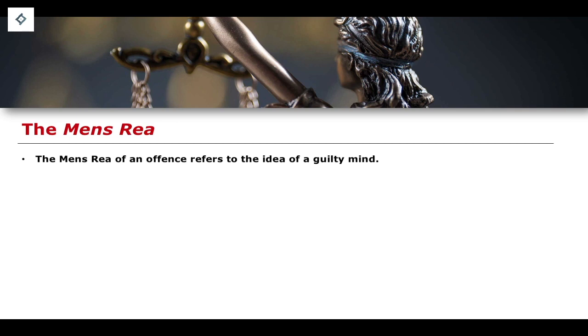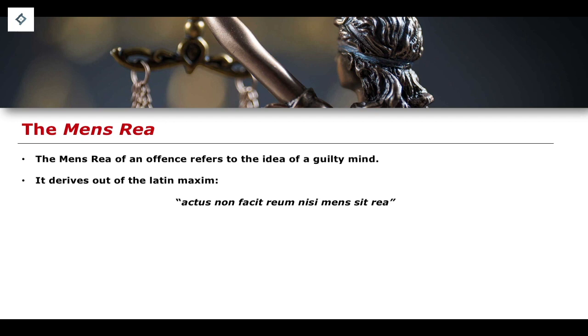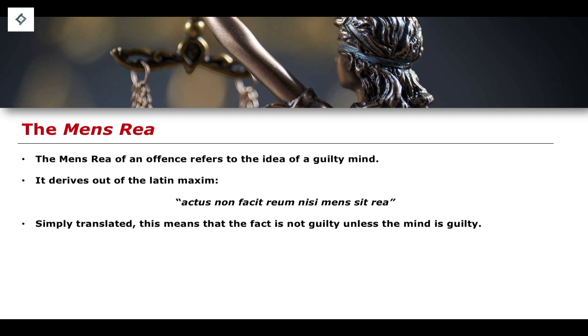In conjunction with the Actus Reus, we also have to think about the idea of mens rea. Mens rea refers to the idea of a guilty mind, and it comes out of the Latin maxim of actus non facit reum nisi mens sit rea, which essentially means the act is not guilty unless the mind is guilty. So there has to be a correspondence of Actus Reus and mens rea for a particular offence to give rise to criminal liability, for example.